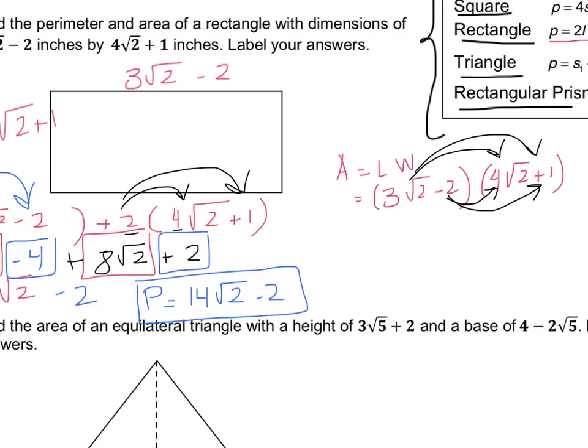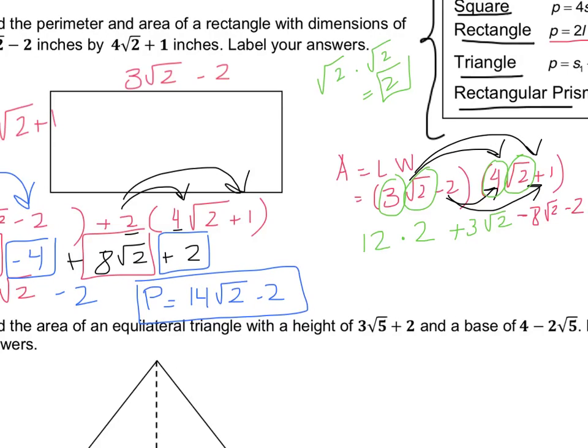So as you can see, we have to multiply the 3 times the 4, you get 12. And then the radical 2 times the radical 2, you would get a 2. Remember, radical 2 times radical 2 would be just 2. Then you multiply 3 radical 2 by 1, so you get 3 radical 2. Then you would multiply negative 2 times 4 radical 2. You would multiply the constants. So negative 2 times 4 would be negative 8 radical 2. And then negative 2 times 1 would be just negative 2.